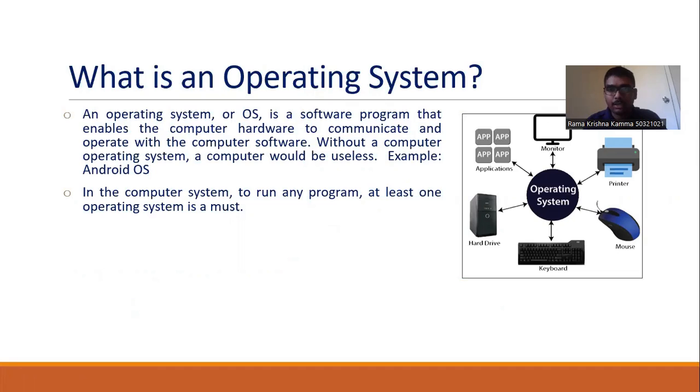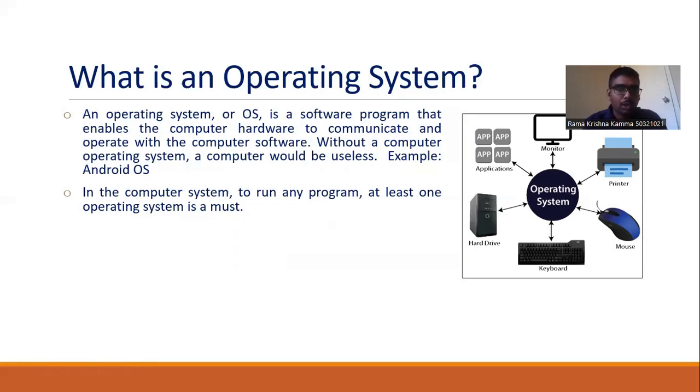When we enter any input, for example our name or CWID, the operating system takes it from our user console and gives it to the CPU for processing. This is taken care of by the operating system. The formal definition of an operating system is a software program that enables computer hardware to communicate and operate with the computer software. Without an operating system, a computer is useless.